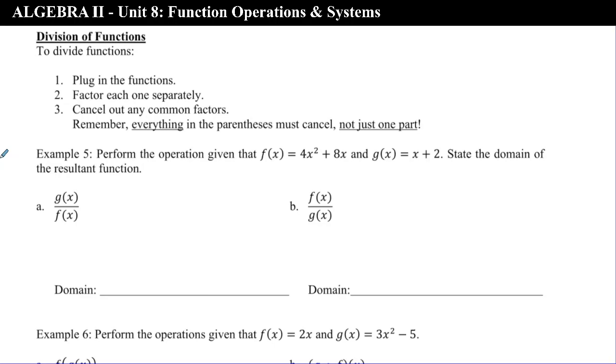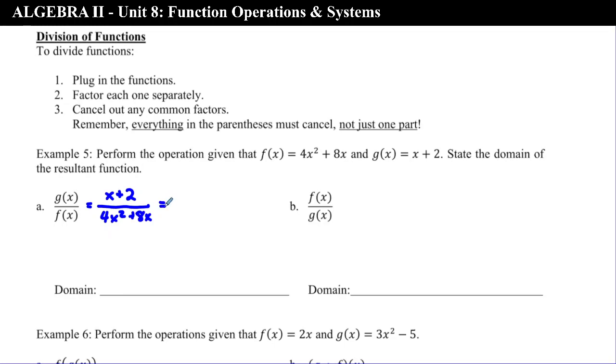Okay, so we're going to perform the operation given that f(x) equals this and g(x) equals this. Then we're going to state the domain of the resultant function. So g(x) over f(x) is going to be x squared, or x minus 2, or x plus 2, over 4x squared plus 8x.